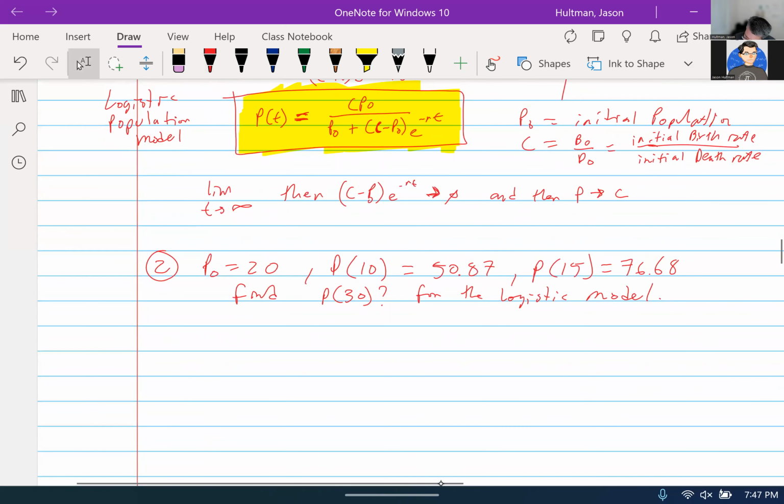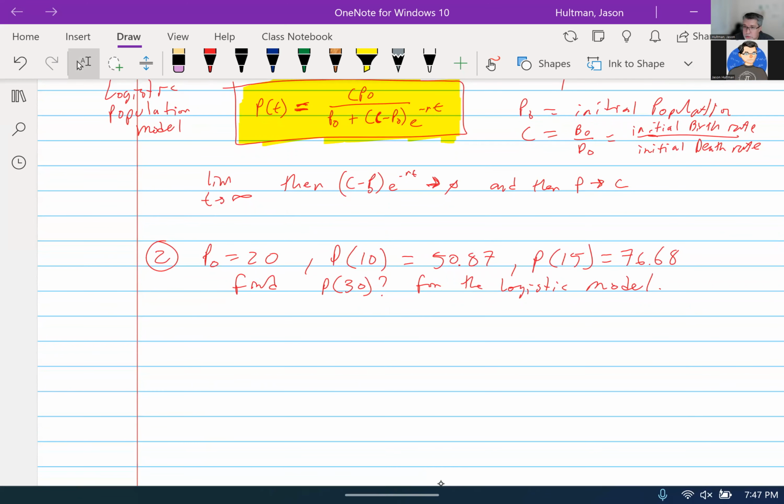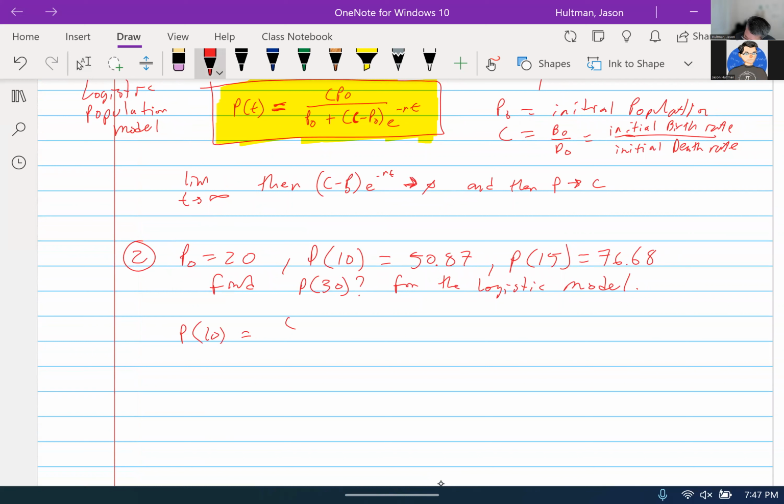So we need to set up two equations, because we have two different scenarios here. The population at time 10 is going to be equal to C times P naught, which is 20, over 20 plus C minus 20, then e to the negative R times 10. I'll clean that up in a minute. Oh, that's P10, sorry.